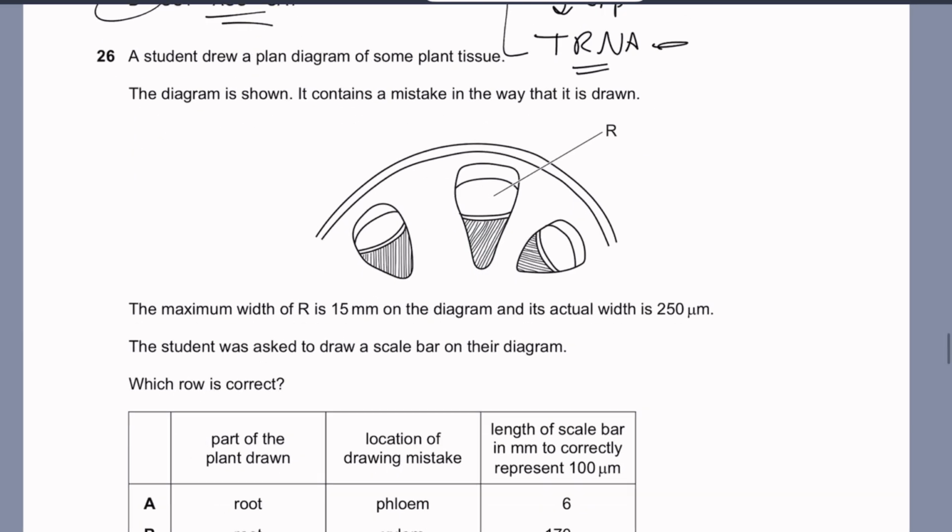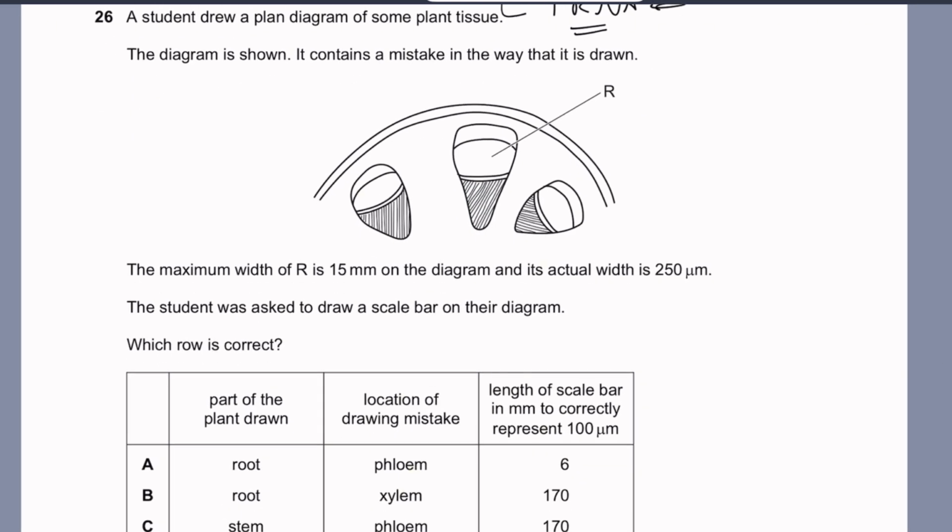The student drew a plan diagram for a plant tissue, and the diagram is shown. It contains a mistake in the way it is drawn, so you have R, and he says the maximum width of R is 15 millimeters on the diagram. Its actual width is 250 micrometers, and the student was asked to draw a scale bar on their diagram. So he said that the maximum width of R is 15 and the actual width is 250, and the student was asked to draw a scale bar on their diagram.